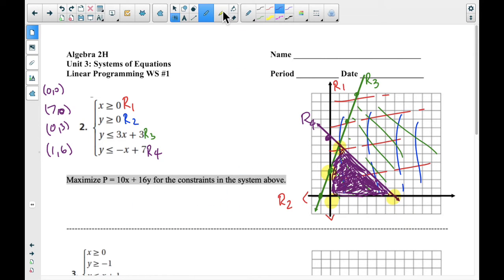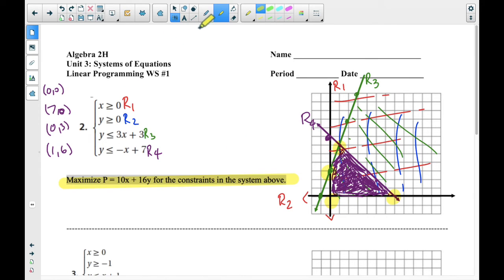The next part that's new is the question says to maximize this equation for the constraints in the above system. What that means is we are going to be doing some problems where we're going to try to maximize or minimize certain situations. And as it turns out, the maximum or minimum point that will do the best job of maximizing or minimizing will always be a vertex. It's not going to be anything inside. It's always just the vertices that make the best sense as far as maximizing or minimizing.